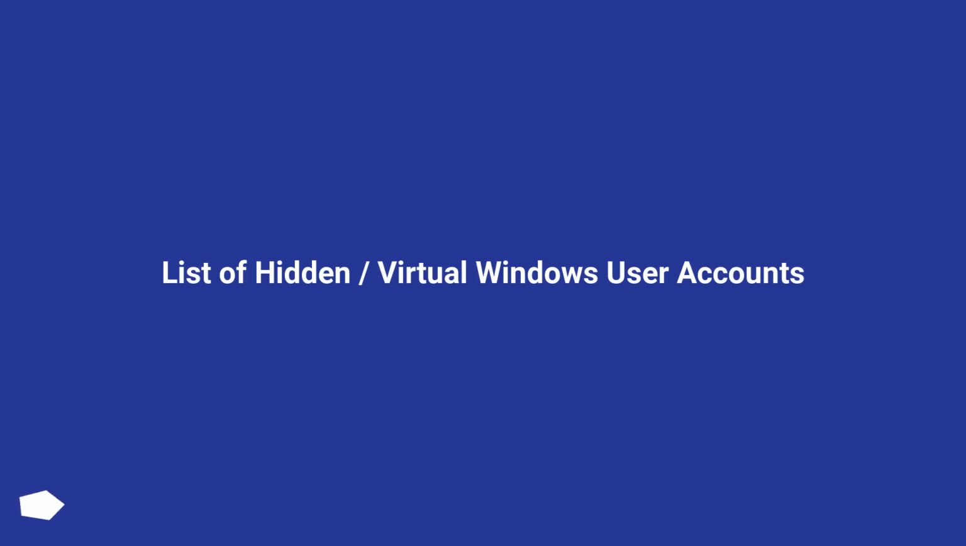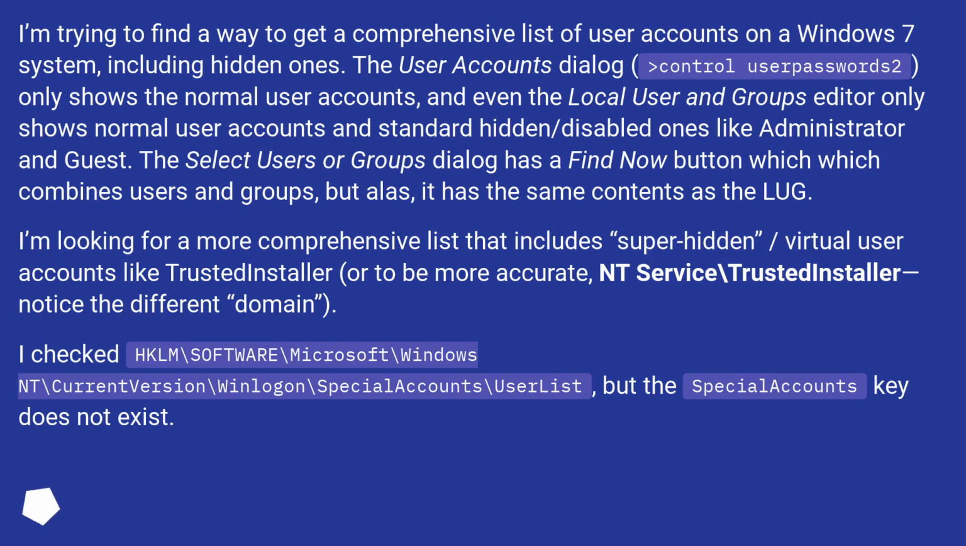List of hidden, virtual Windows user accounts. I'm trying to find a way to get a comprehensive list of user accounts on a Windows 7 system, including hidden ones. The User Accounts dialog, and control userpasswords2 too, only shows the normal user accounts, and even the Local Users and Groups editor only shows normal user accounts and standard hidden/disabled ones like Administrator and Guest.